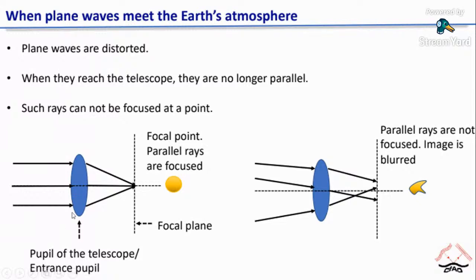We know a basic concept of optics: when parallel rays hit a lens, they are focused on the focus point in the focal plane. But since they are no longer parallel, the image is blurred. You can see that these parallel lines converge at a single point and we get a sharp image. But since these rays are not parallel, we don't get a sharp image. They cannot be focused at a single point. We get a blurry image.